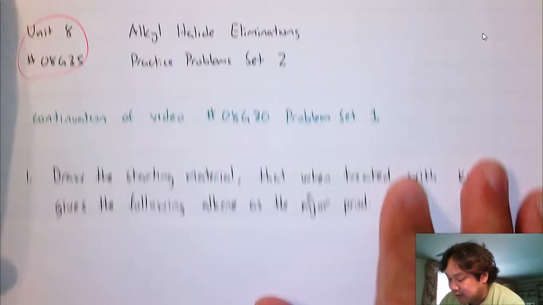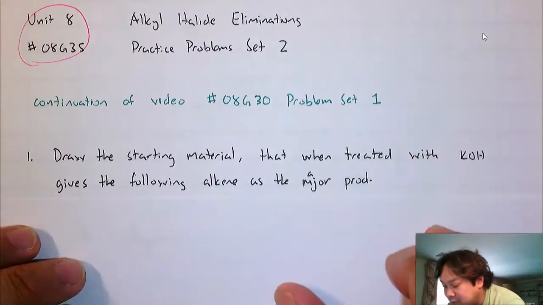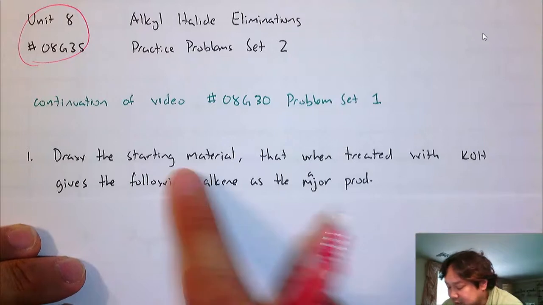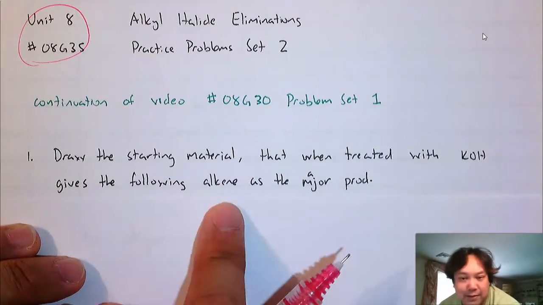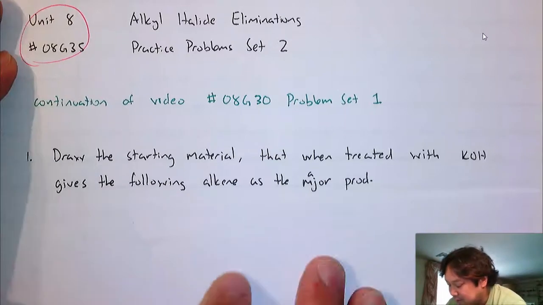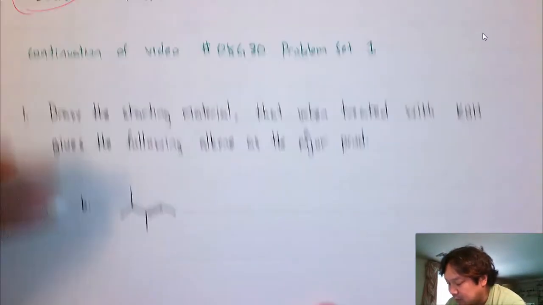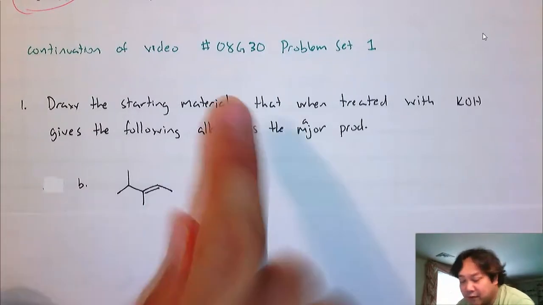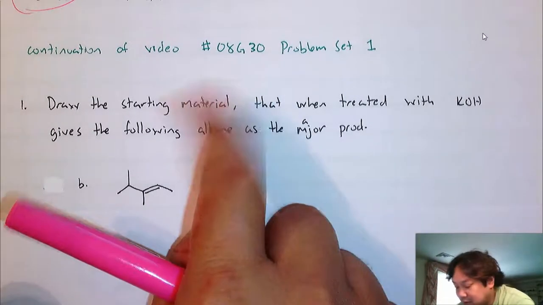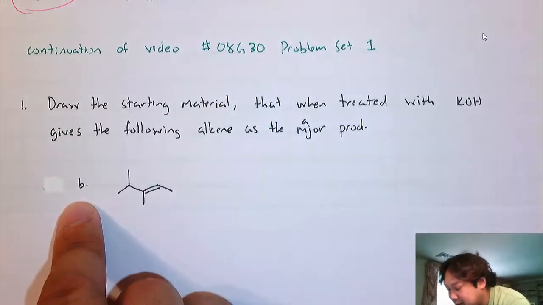And so here I've written it as question number 1, or problem number 1. Draw the starting material that when treated with KOH gives the following alkene as the major product. And the first alkene we're going to look at is this one. We did part A at the end of problem set 1. We'll call this part B.